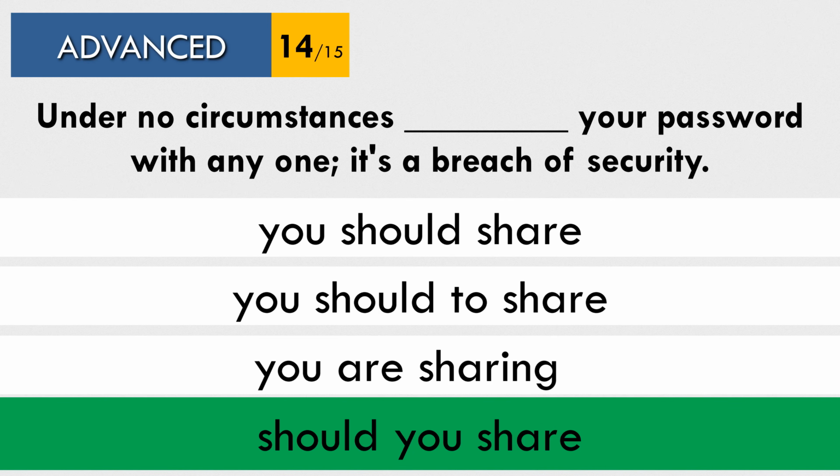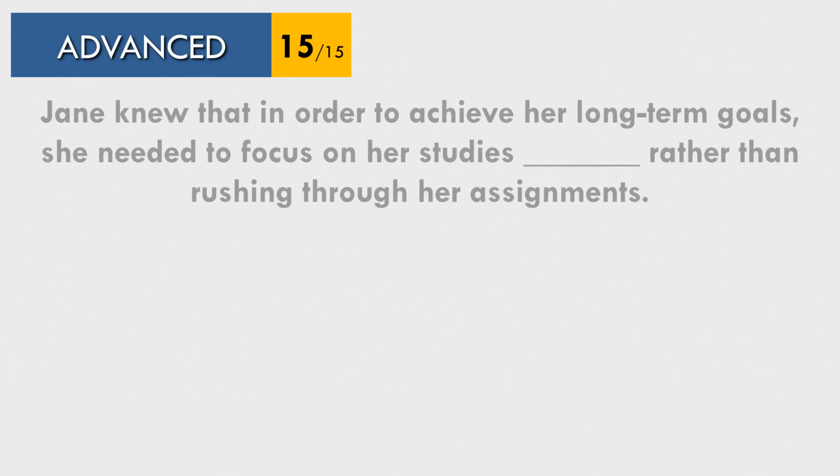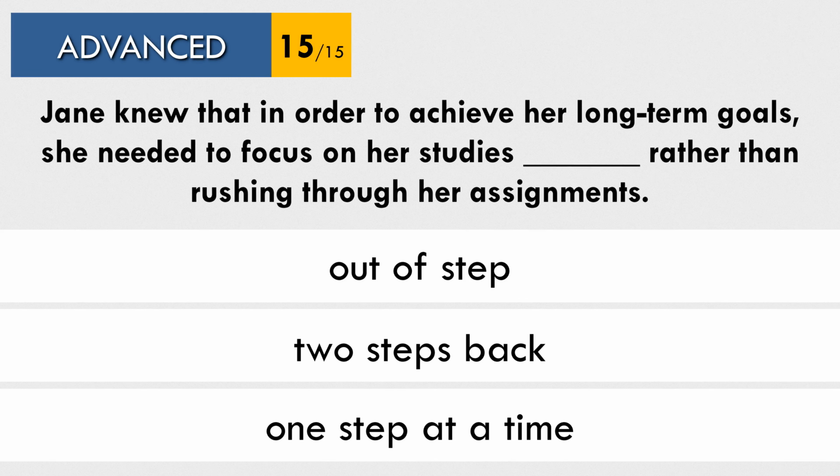This sentence is an example of an inversion structure often used for emphasis or in formal writing. In this structure, the auxiliary verb should comes before the subject, you. It is used to indicate a strong prohibition or rule. Question 15. Choose the correct idiom to complete the sentence.